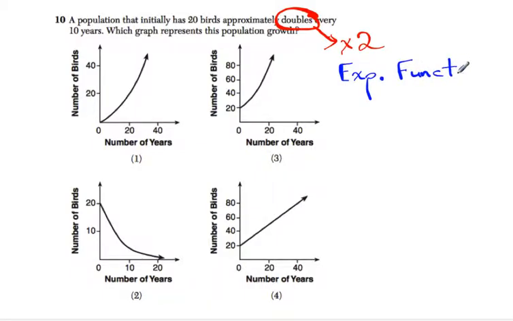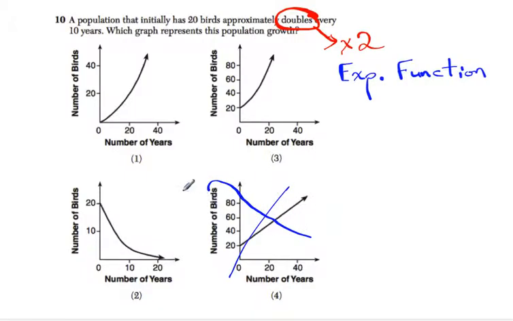So which choice does that eliminate? Choice 4. Choice 4 is linear, where we have a constant rate of change, and that constant rate of change is slope. In this case, there is no slope. There is no constant rate of change.